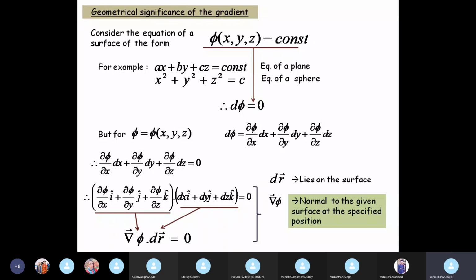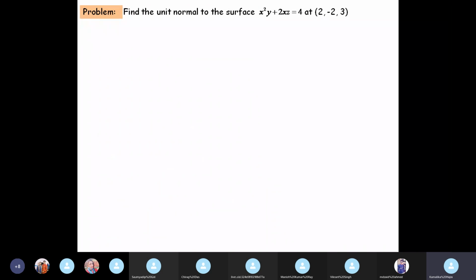So if you are given a surface and you are asked to find the normal to the surface at a particular position, then all you have to do is find the gradient at that position. So the geometrical interpretation of the gradient is that the gradient represents the normal to a surface at a given position. For example, this is a surface: x squared y plus 2xz equal to 4. The problem asks you to find a unit normal to this surface at the point (2, -2, 3).